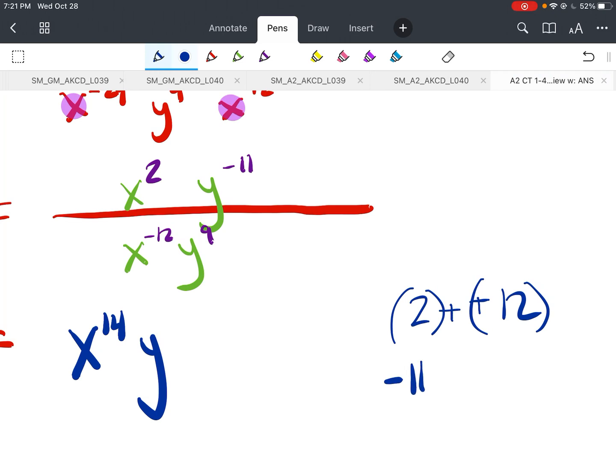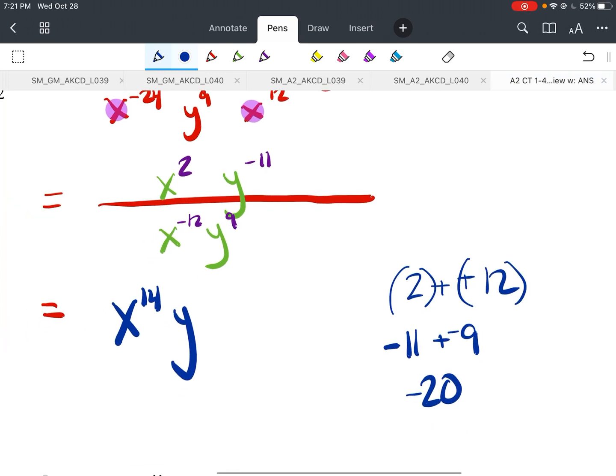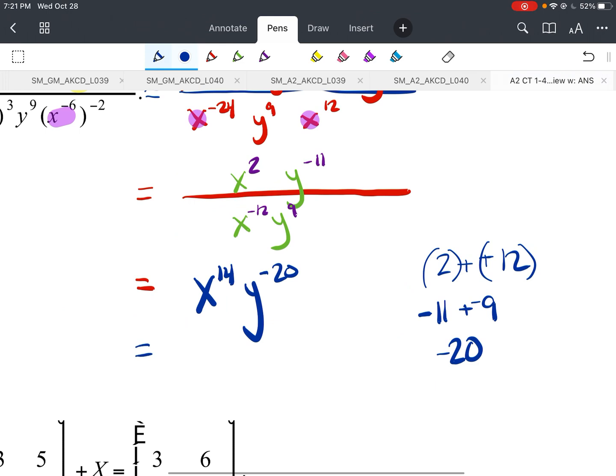Ready? Negative 11 minus 9. So signs are the same. Same, find the sum. I'll add them up, and that's 20. And give them that sign, so this is negative 20. Now the only thing, I guess I needed one more step. The only thing I needed here is to make this x to the 14th over y to the 20. That way it's looking legit.